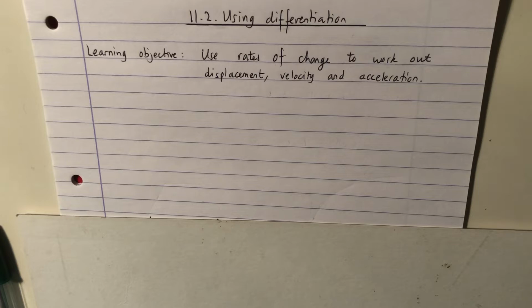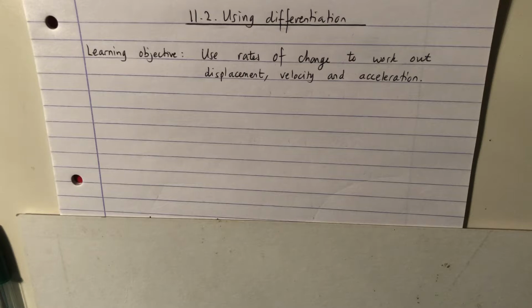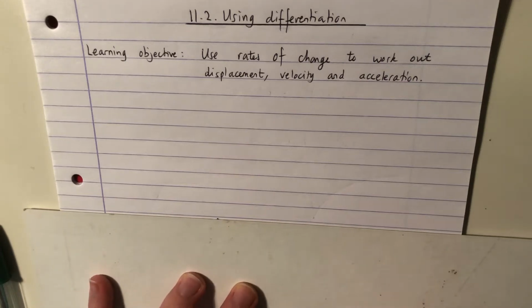Hope you're all well. Just going to continue with Chapter 11 in the textbook, 11.2, which we're still doing variable acceleration, but we're going to need to use differentiation to help us work out and change between displacement, velocity, and acceleration. So the learning objective today is to use rates of change to work out displacement, velocity, and acceleration. And just a few reminders from SUVAT how to work out different things.